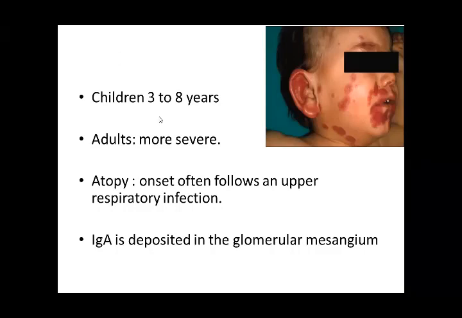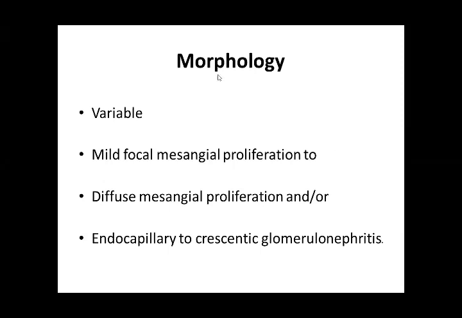The age is same in both the cases, 3 to 5 years of age. Adults are more severely affected, and it is accompanied by other allergic reactions in the body like atopy, following upper respiratory tract infection. IgA is deposited in the glomerular mesangium. Morphology is variable for IgA nephropathy and for Hematogenous purpura. There is no difference in morphology.